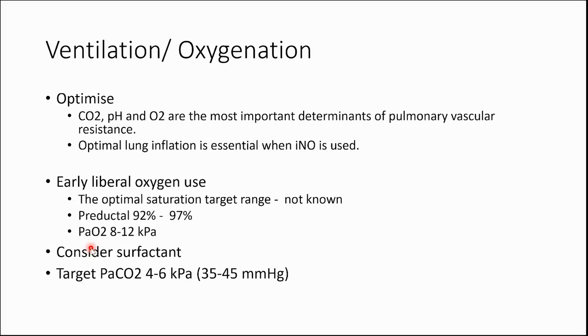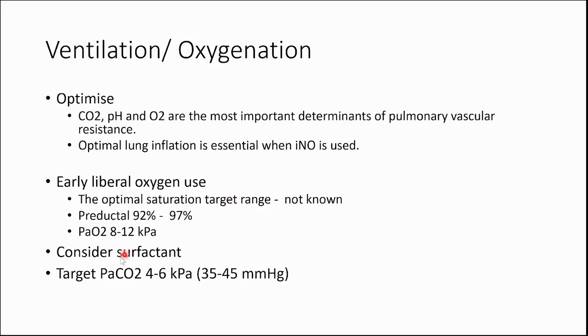So remember that principle. And you need to use your oxygen liberally, but nobody actually knows what is the appropriate target range. The general understanding is that it's better to keep the preductal saturation around 92% to 97%. Why we are choosing that range is that we know below 92%, the pulmonary vasculature can go into spasm. And also, if you aim for 100% oxygen, then there is a theory that there could be development of oxygen free radicals, which is again toxic to the pulmonary vasculature. So we try to maintain this balance.